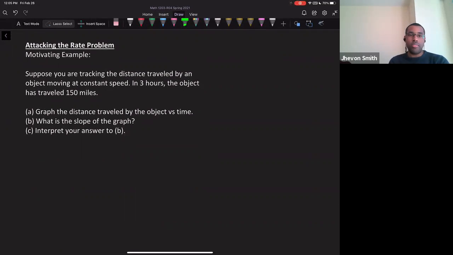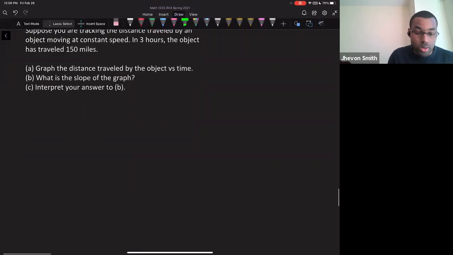Suppose you're tracking the distance traveled by some moving object, and let's assume for the sake of argument this object is moving at constant speed. So not speeding up, not slowing down, it's just going, like a thought experiment. Let's say you had nothing to do with your Friday afternoon, so you watched this thing for like 3 hours, and it traveled 150 miles in that time. So let's try to analyze this situation. You're tracking some object over a 3-hour time period. It's not speeding up, not slowing down, so it's moving at constant speed.